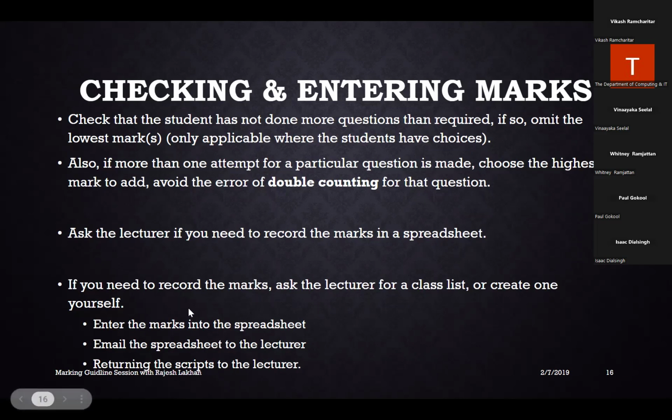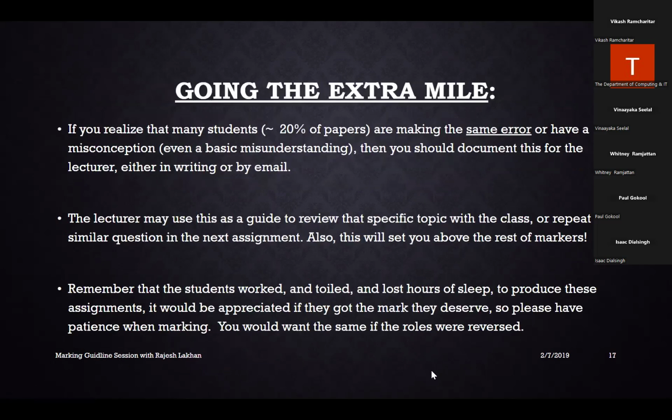If you need to record the marks, ask the lecturer for a class list or create one yourself. So enter the marks into the spreadsheet, email the spreadsheet to the lecturer, retain the scripts. That's very straightforward. Go the extra mile.